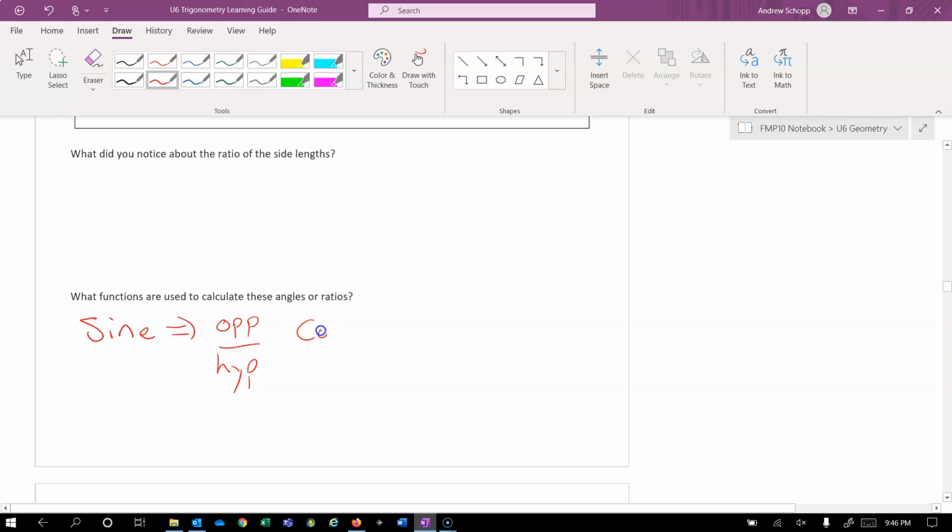The cosine function, we learned, relates the adjacent and the hypotenuse. And the tangent function relates the opposite and adjacent.